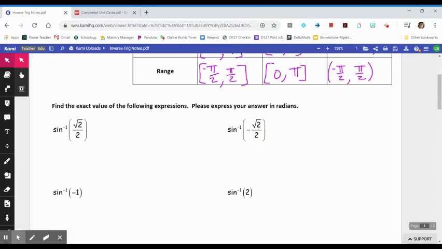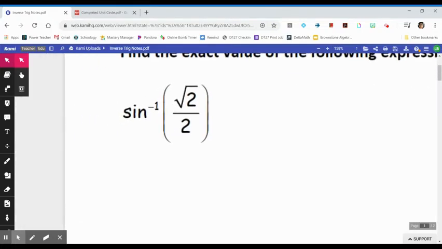And then the last thing I want to point out here is that we're being asked to express our answers in radians. Really important that you answer the problem in the correct angle measurements. Inverse trig can be done in radians or in degrees. So I just want to make sure that I'm pointing that out to you guys. This particular worksheet, we're going to be answering in radians. So let's go ahead and get started.